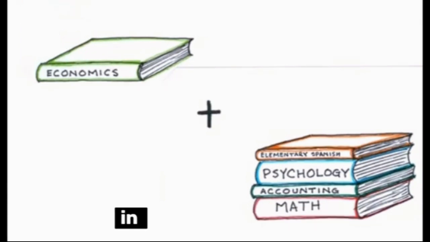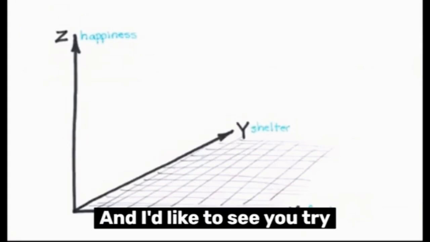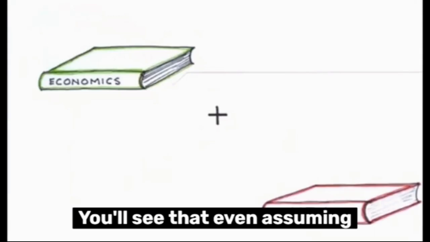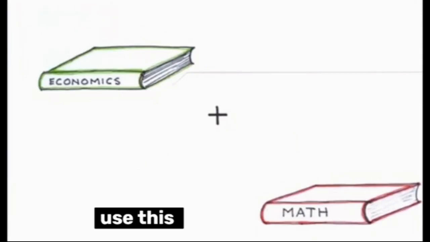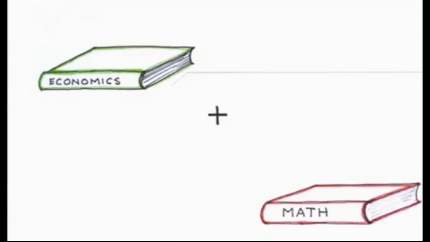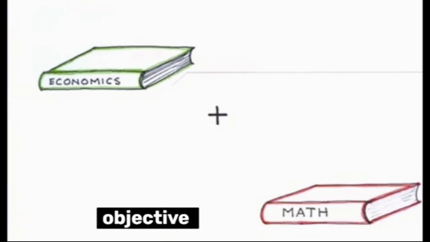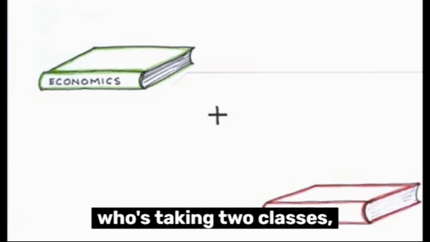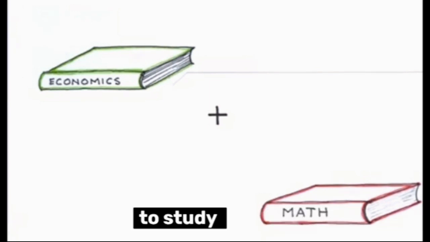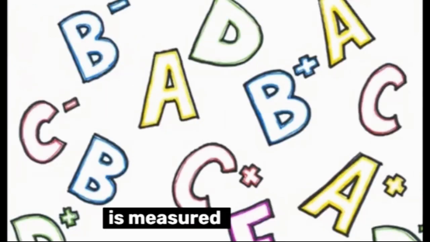For one, it's hard to draw a diagram in 3 dimensions, and I'd like to see you try 4 or 5. For another, you'll see that even assuming only 2 classes, we can use this simplified model to illustrate how people make their choices. Now, what's the measurable objective of the student who's taking 2 classes, let's say economics and math, and has 10 hours per week to study? Grades. How well the student is doing is measured by grades.